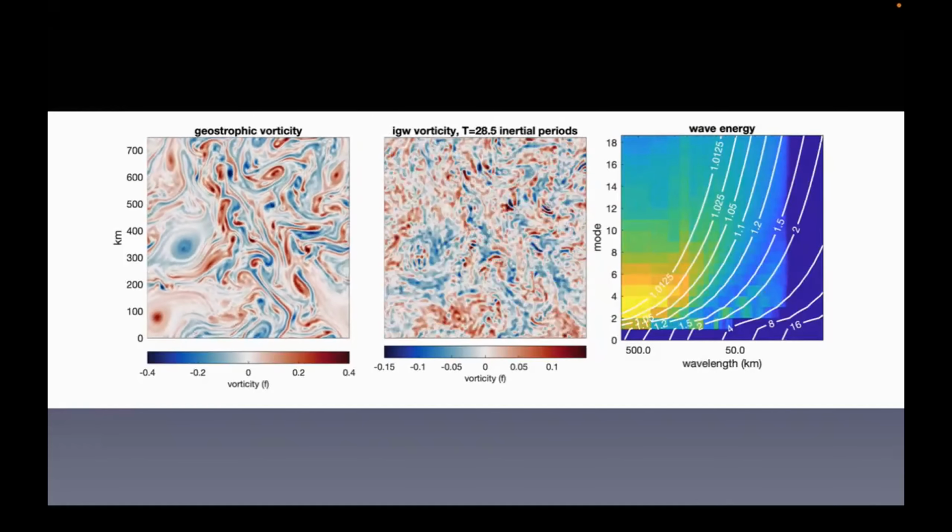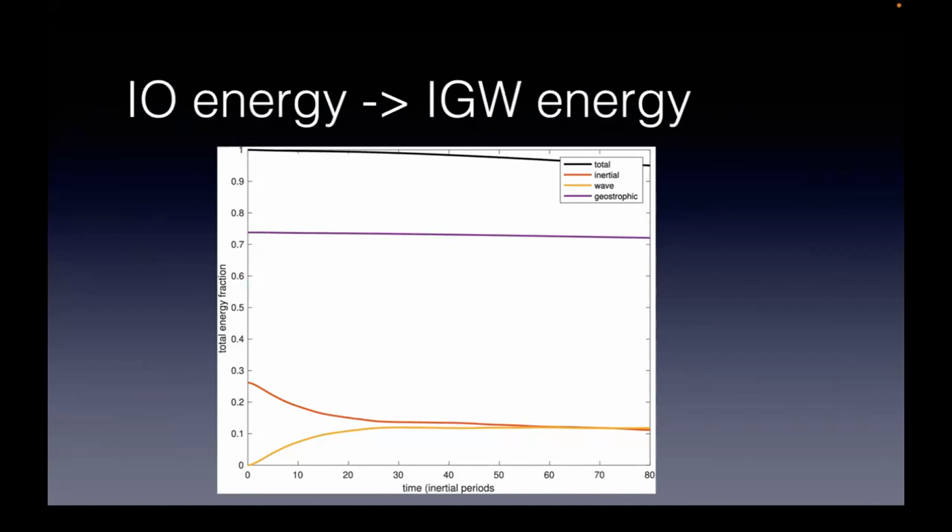I'm not going to spend too long talking about this. I want to get to the second part of the talk, but the story here is pretty simple. As it turns out, it's really cool. Geostrophic energy basically stays constant, and all of the inertial energy gets converted. Well, not all of it, but all of the internal gravity wave energy comes from the inertial oscillations.